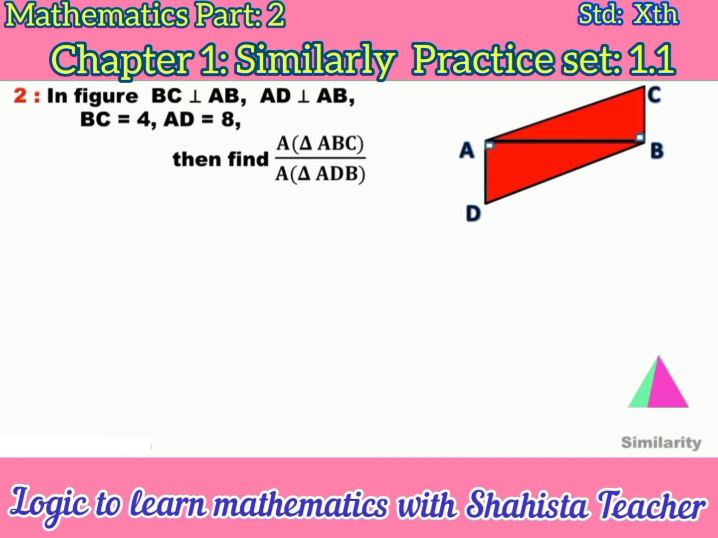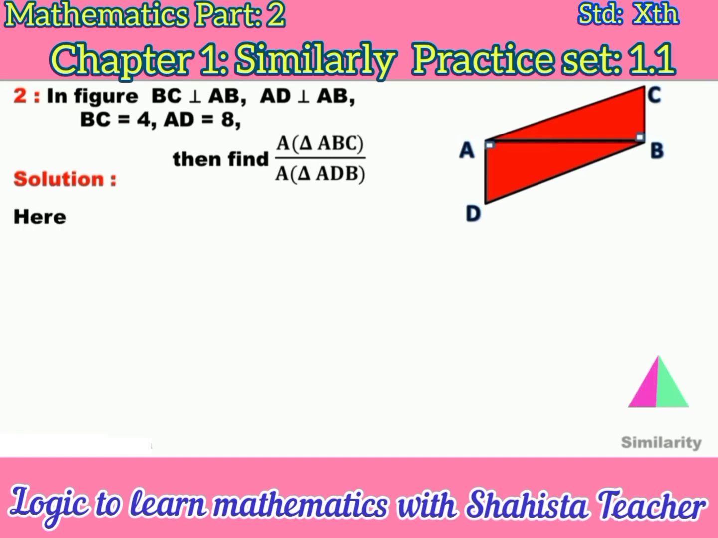Here, in this question, BC and AD are the heights, but AB is the common base for both triangle ABC and triangle ADB. Here the common base is AB, but we have two different heights. That means height 1 is BC and height 2 is AD, but the common base is AB. This information is given in question number 2.